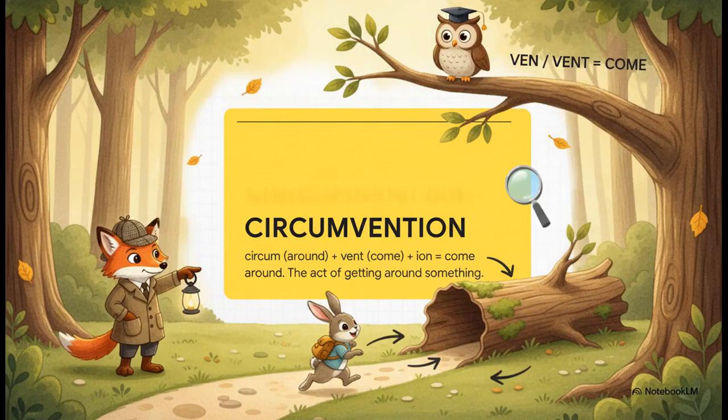Now let's see how this builds with a word like circumvention. Here's the breakdown. Circum means around, plus vent, meaning come, plus the suffix ion. So it's the literal act of coming around an obstacle. Oh, and quick spelling bee alert here. Notice the spelling carefully. Circumvention. So many students forget that second M in circum. Keep a sharp eye on that, okay?